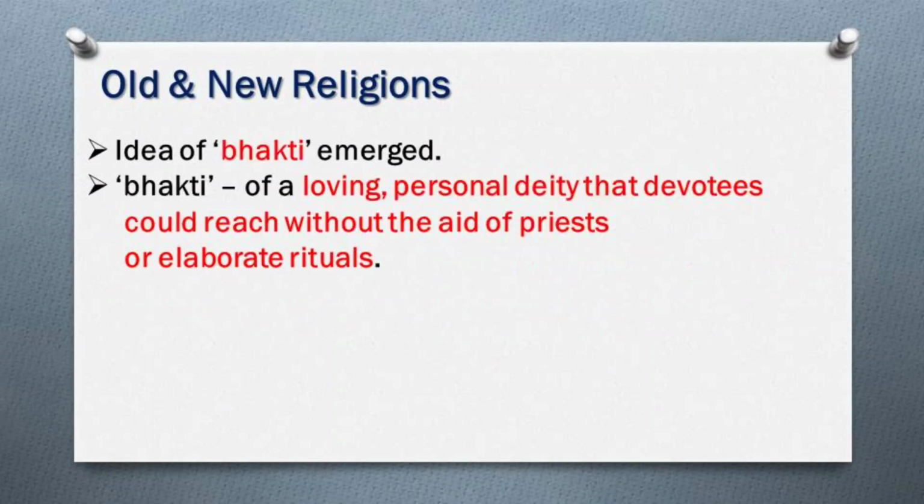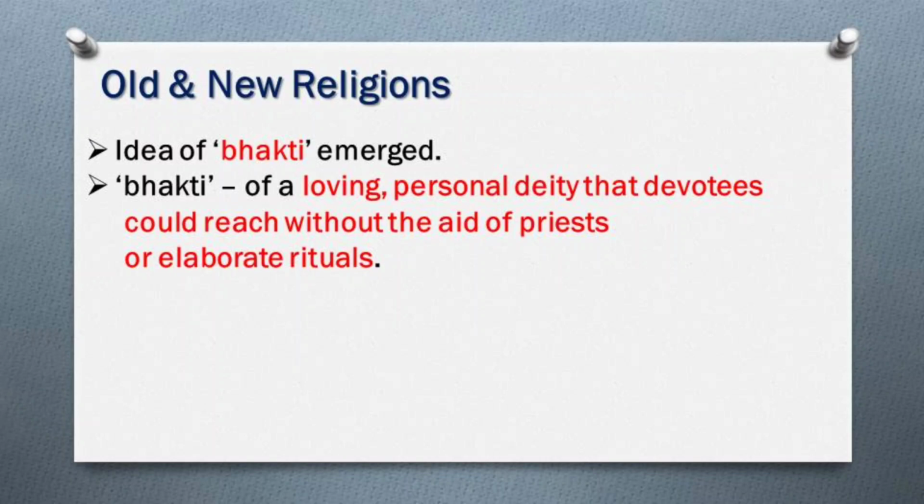During that time, a new religion or a new concept, that is Bhakti, emerged. What is Bhakti? Bhakti is the concept of a loving personal deity that devotees could reach without the aid of priests or elaborate rituals. What does it mean? Bhakti is a new concept or a new religion, and according to it, there is a loving personal God that devotees can reach without the help of priests or various rituals. Anyone can reach God according to the concept of Bhakti.